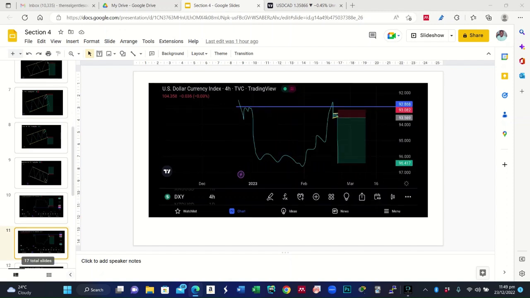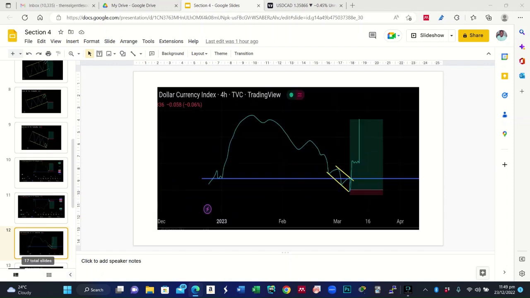So let's go to the next one. This is for a short order or sell order. When you see a double top like this, then price comes back to tap that top and then reverses and creates a correction. Then you can enter after that correction. So this is the next one.